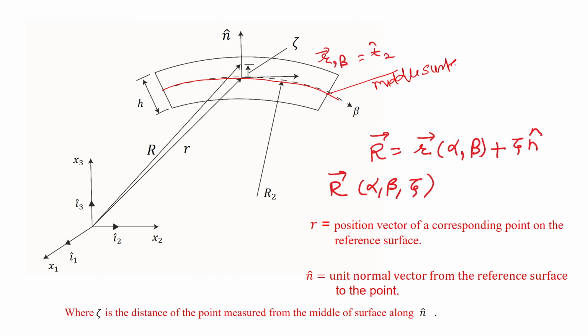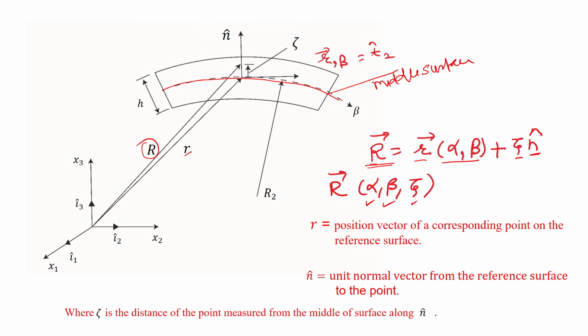One view is shown here. So this is r and this will be capital R. Now, we know that capital R can be represented as small r, which is a function of alpha and beta, plus zeta times n hat. In that direction, the unit vector is n hat. Now, R is a function of alpha, beta and zeta.